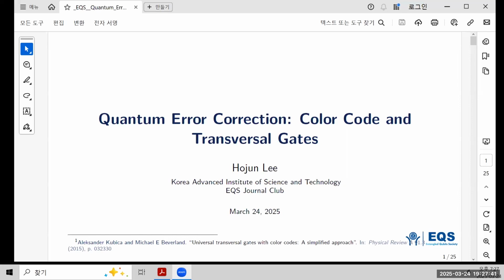Today, he will be presenting a talk titled Quantum Error Correction, Color Code and Transversal Gates, sharing insights from the paper Universal Transversal Gates with Color Codes by Kubica et al. and Gauge Color Codes by Optimal Transversal Gates and Gauge Fixing in Topological Stabilizer Codes by Bombín et al.